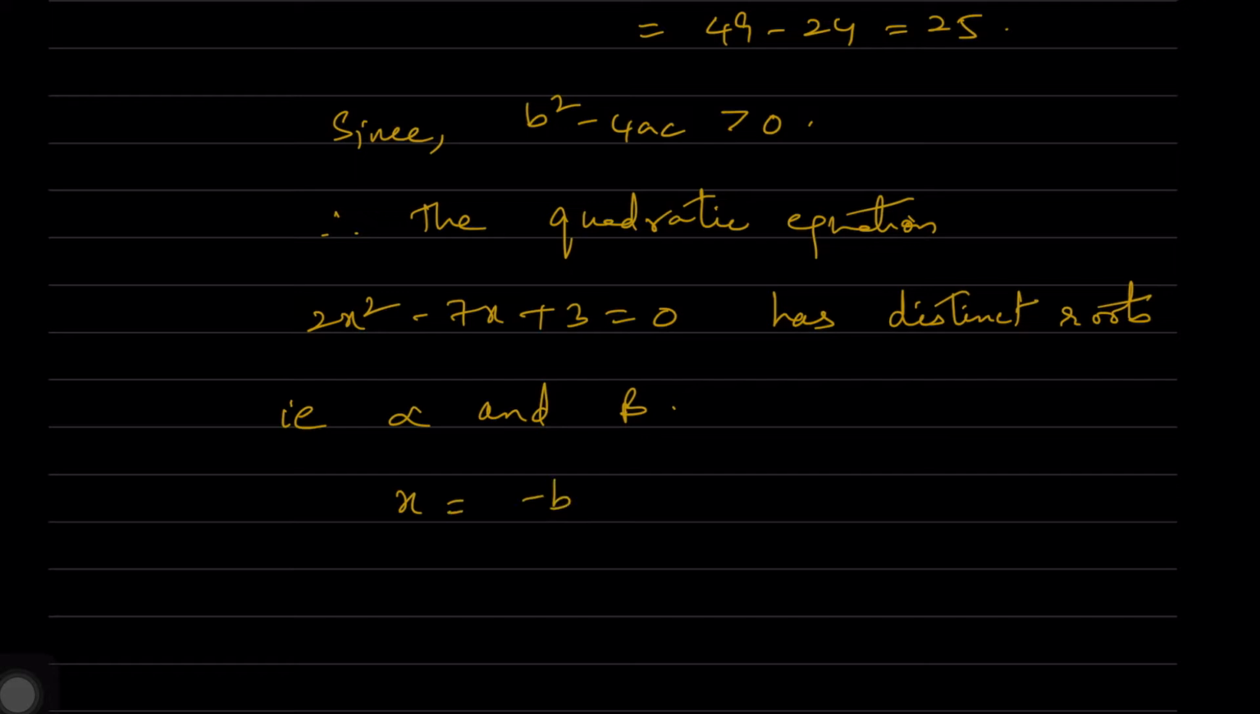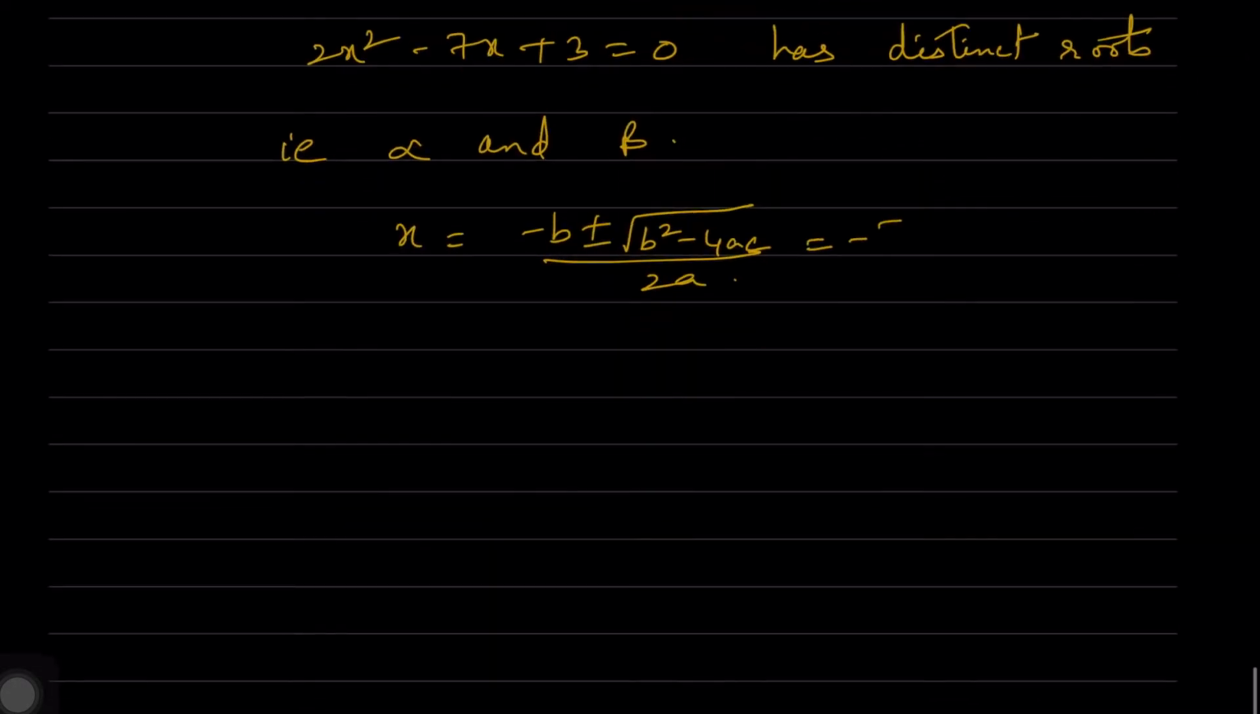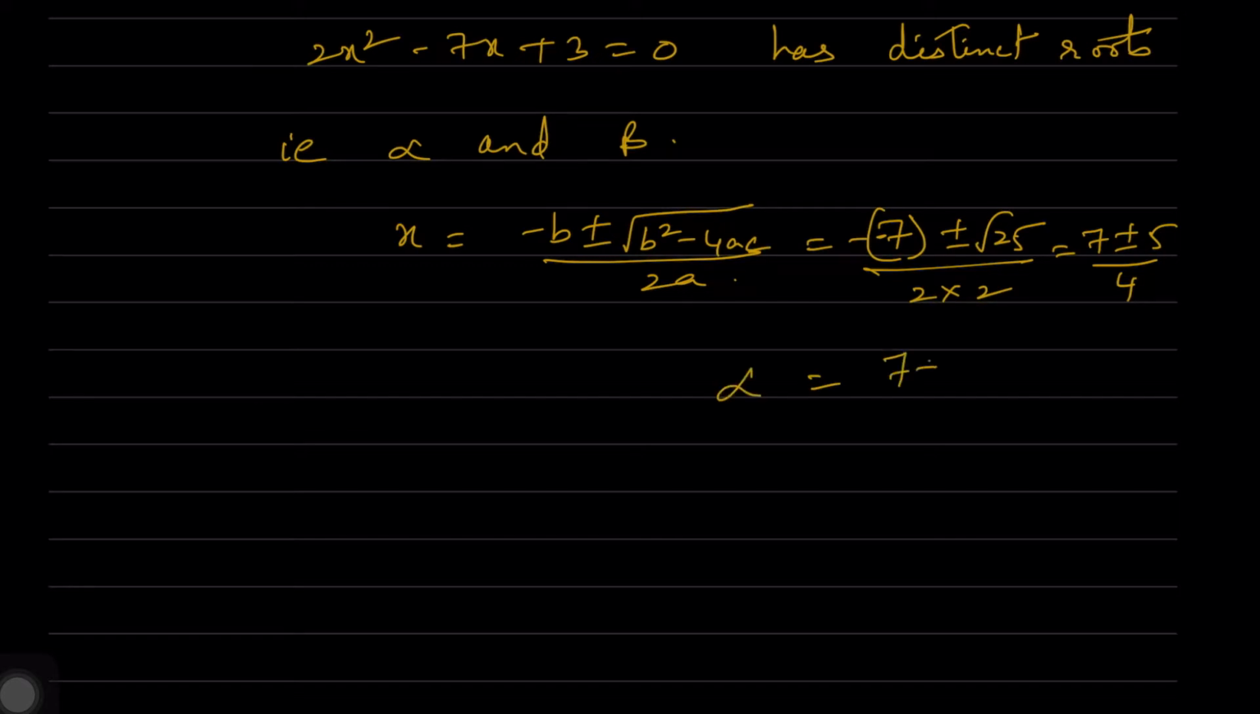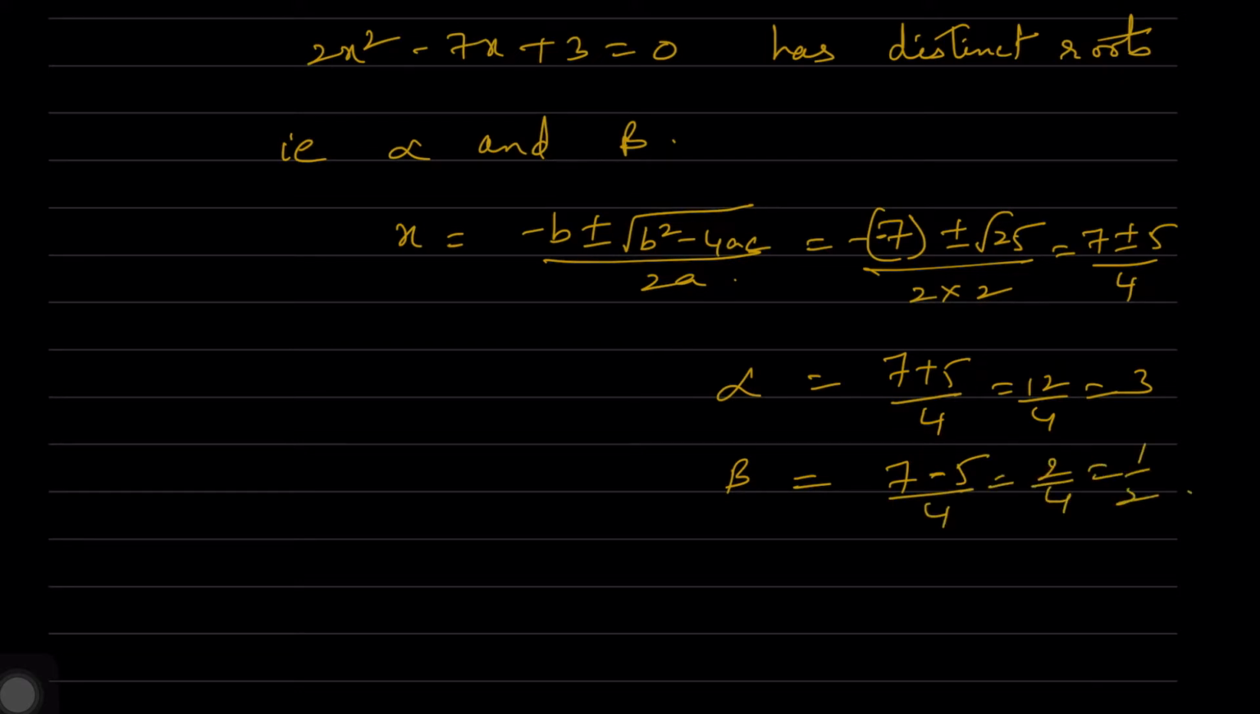x is equal to minus b plus or minus root of b square minus 4ac by 2a, which is equal to minus of minus 7 plus or minus root 25 divided by 2 into 2, which is equal to 7 plus or minus 5 by 4. So alpha is equal to 7 plus 5 by 4, that is 12 by 4, equal to 3, and beta is equal to 7 minus 5 by 4, which is equal to 2 by 4, which is equal to 1 by 2.